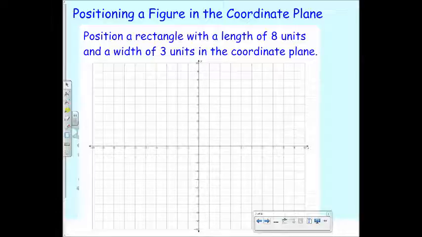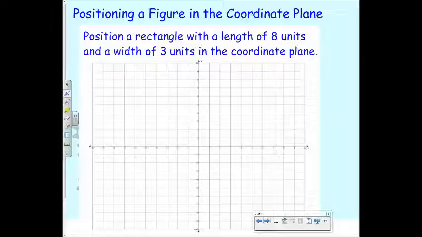When you do geometry in the coordinate plane, it's essentially just giving you units of measure. Instead of saying 10 feet or 10 yards, we're just working in units on the coordinate plane. If something takes up 6 boxes, that would be a line segment with a measure of 6. When you have to position a figure in the coordinate plane, it will give you directions like: position a rectangle with a length of 8 units and a width of 3 units.